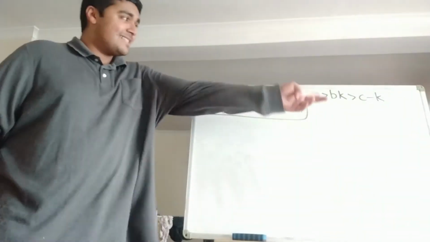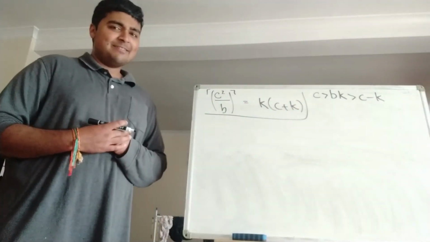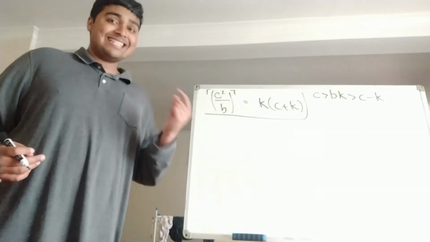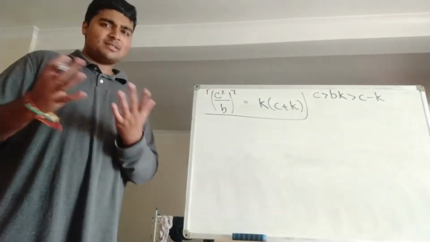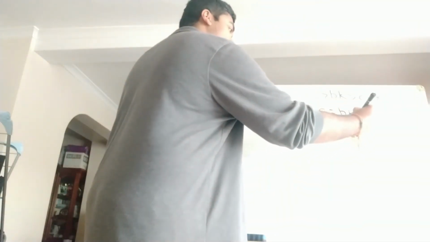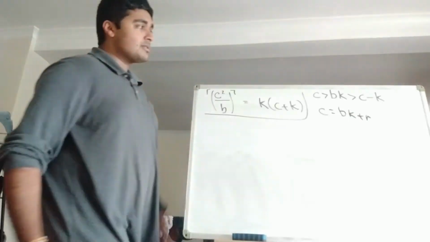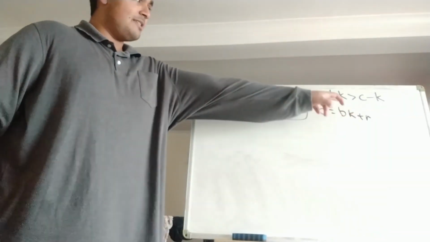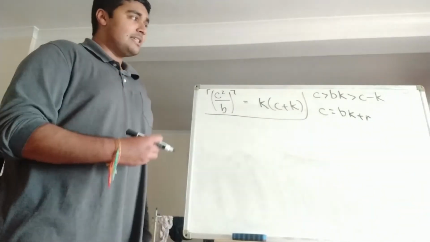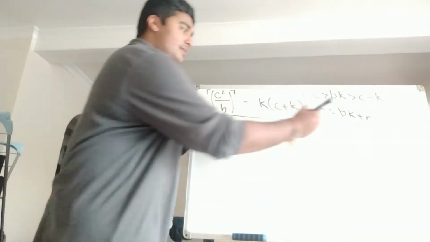Okay, so we just proved that c is bigger than bk, which is bigger than c minus k. Now if we just have a stare at that for a second, that means we can write c is bk plus some small term. So we can write c equals bk plus r, where r is a positive integer. It's going to be strictly positive because bk we know is strictly less than c, so r is strictly positive, but it's also going to be less than k, sorry.